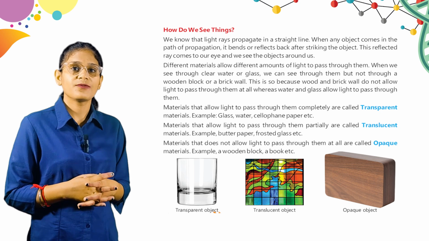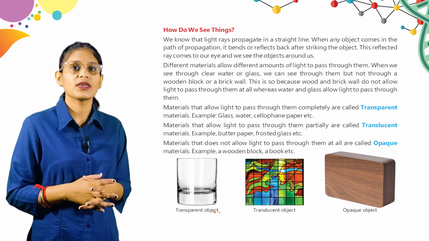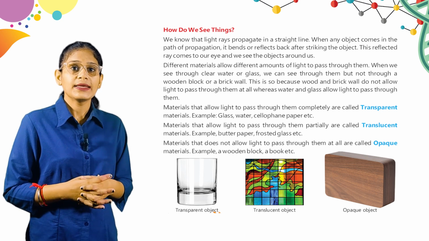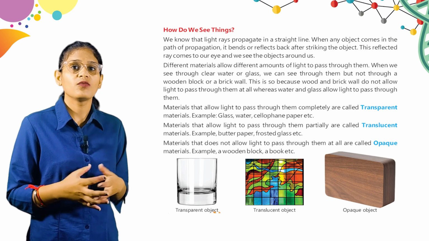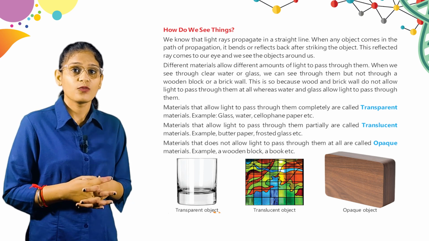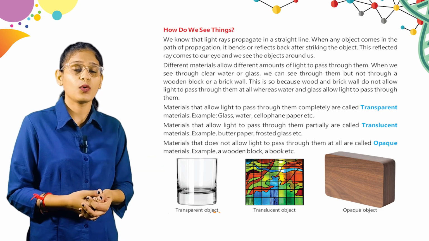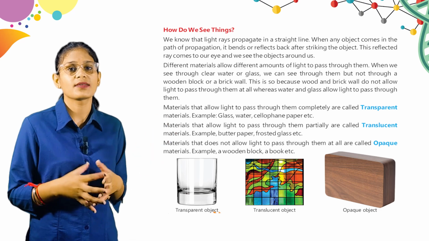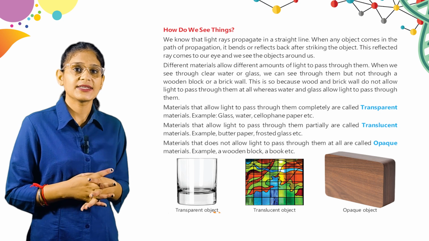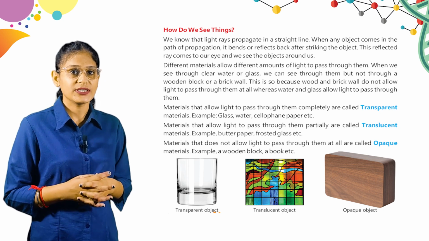Different materials allow different amounts of light to pass through them. When we see through clear water or glass, we can see through them but not through a wooden block or a brick wall. This is so because wood and brick wall do not allow light to pass through them at all, whereas water and glass allow light to pass through them. So हर एक मटेरियल की अपनी एक क्वालिटी होती है कि वो लाइट को कितना पास कराते हैं और कितना नहीं.